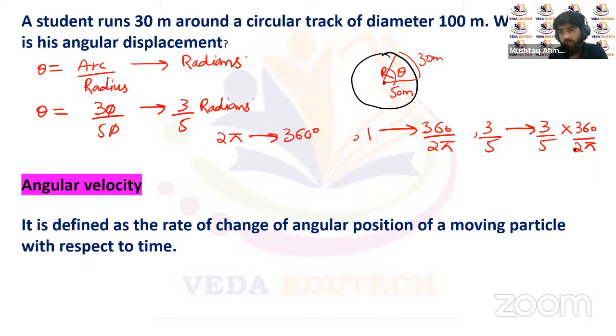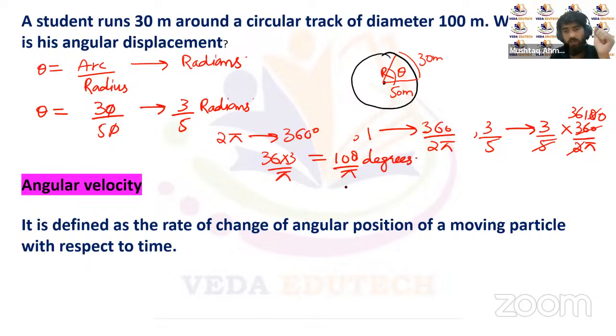So from here, you can see it will be 180 upon pi, right? 180 upon pi, that will be 5.3, and 5.6, that will be 36 multiplied by 3 upon pi. So it's going to be equal to 108 upon pi degrees. It will be in degrees. So this will be the angular displacement.